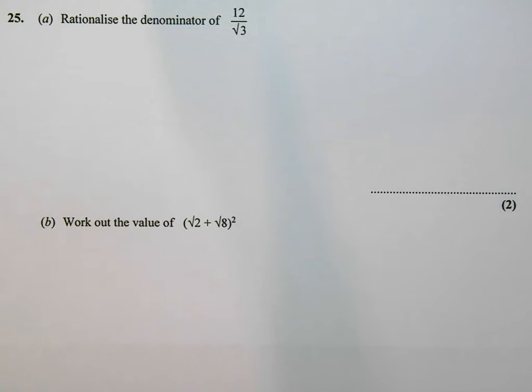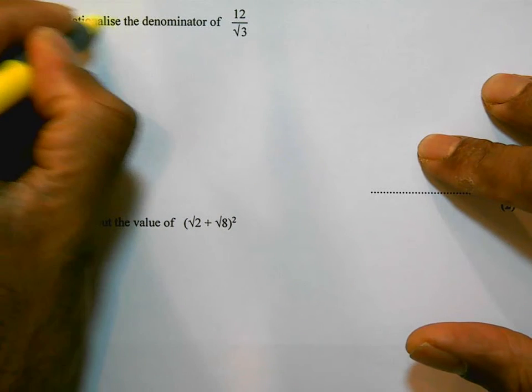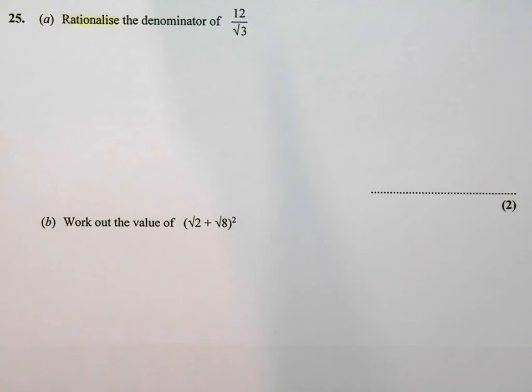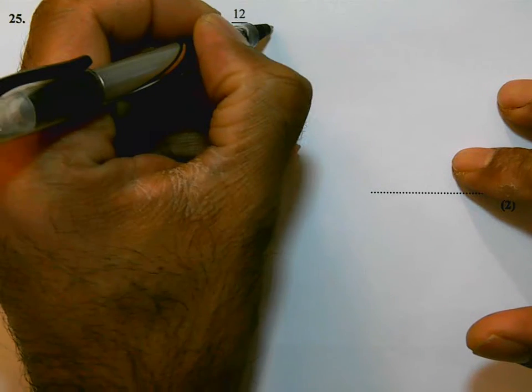This is question 25 on the June 2014 non-calculator paper. Part A says rationalize the denominator of this particular fraction. Now, if you're familiar with surds, you should know exactly what to do. Rationalizing means to get rid of the square root in the denominator, and the technique is pretty standard.